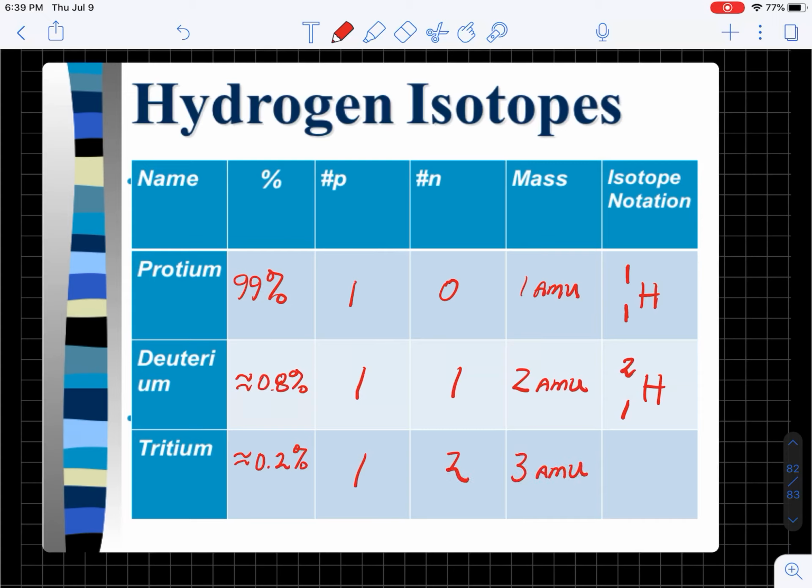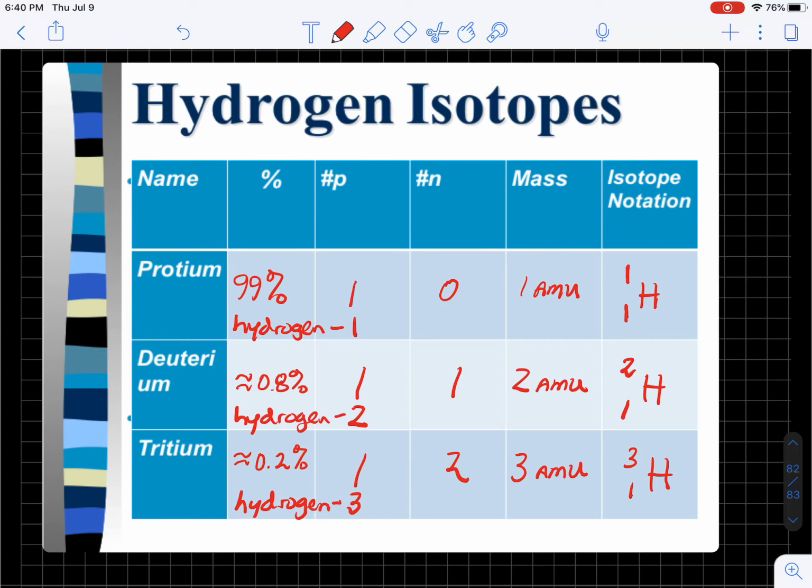So tritium has one proton, 2 neutrons, and a total mass of 3 AMU. It's isotope notation, symbol hydrogen, 1 proton, and a total mass of 3. Now, sometimes they refer to hydrogen in what we call nuclide notation, where we would write hydrogen and then we write the mass number, hydrogen-1. So 1 represents the mass. Deuterium can be written as hydrogen 2, and tritium can be written as hydrogen 3.